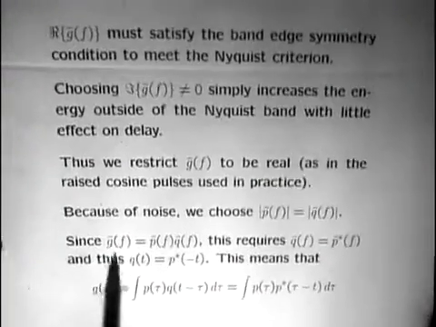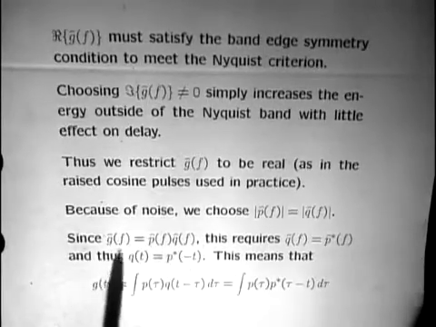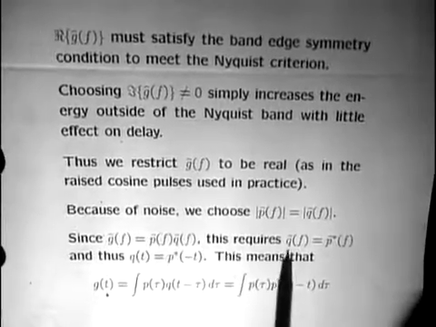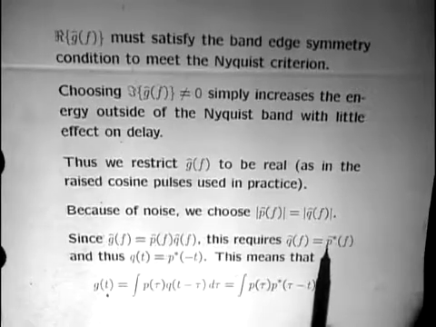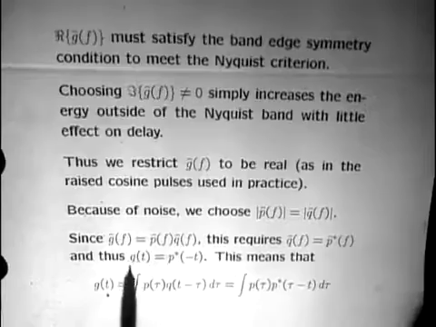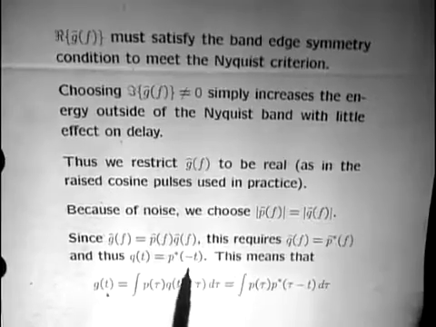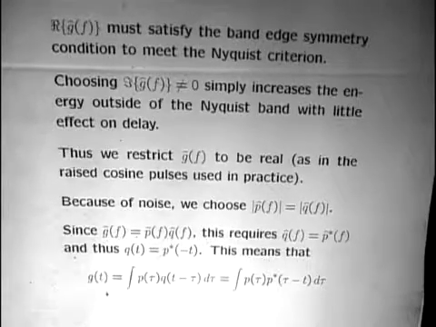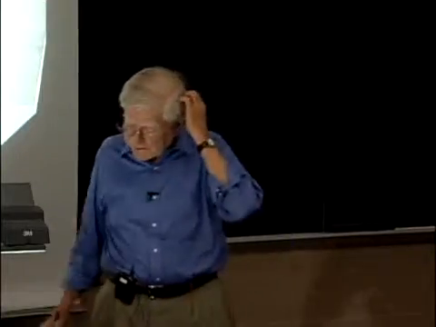Okay, since g hat of f is equal to this product, and since we've already decided we want to make this real, what this means is that q hat of f is going to be equal to p complex conjugate of f. What that means is the filter q of t should be equal to the complex conjugate of p of minus t. You take p of t and you turn it around like this. If p of t is real, this is called a matched filter, and it's a filter which collects everything which is in p of t and brings it up to one peak, which is what we would like to do here.